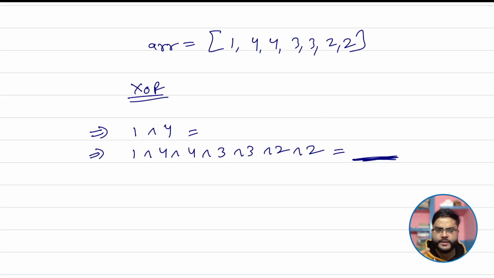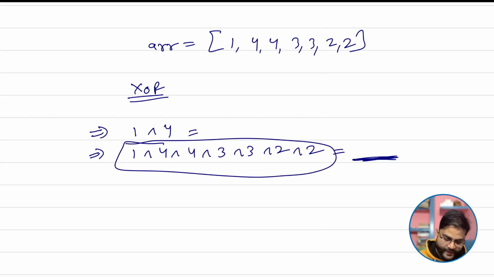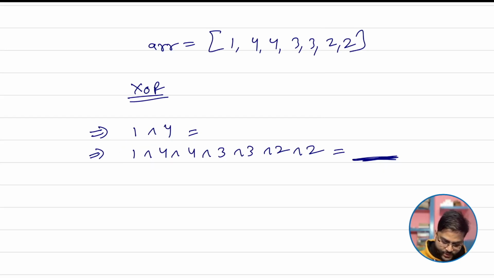So I told you how XOR works? Same pair 0, different pair 1. In this, try to find the similar ones. Here 4 XOR 4 will cancel out each other. 3 XOR 3 will cancel out each other. 2 XOR 2 will cancel out each other. So now what will we be left with? 1. Let me write it.